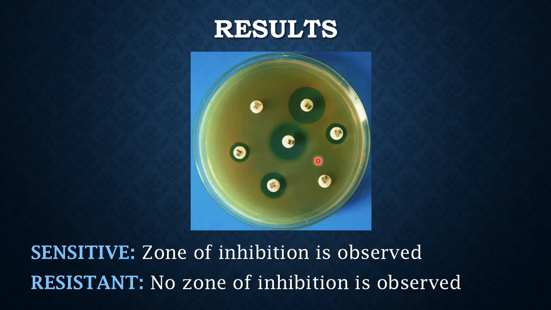The results of the antibiotic sensitivity test are visible after incubation, with a large zone of inhibition appearing around the disc indicating that the antibiotic is effective against the present bacterial or fungal strain. If no zone of inhibition is present, then there is an indication of resistance against the bacterium.